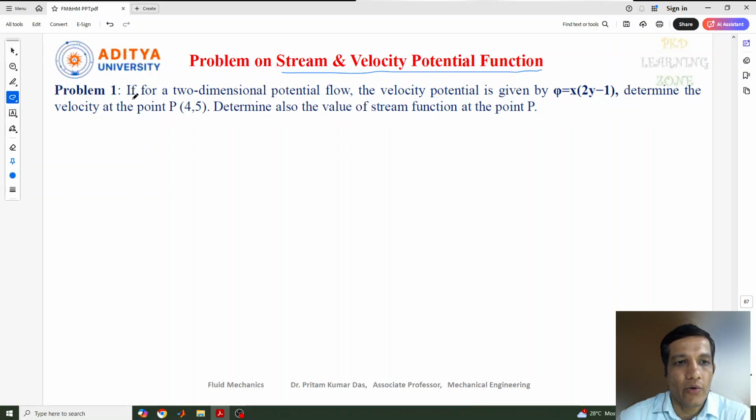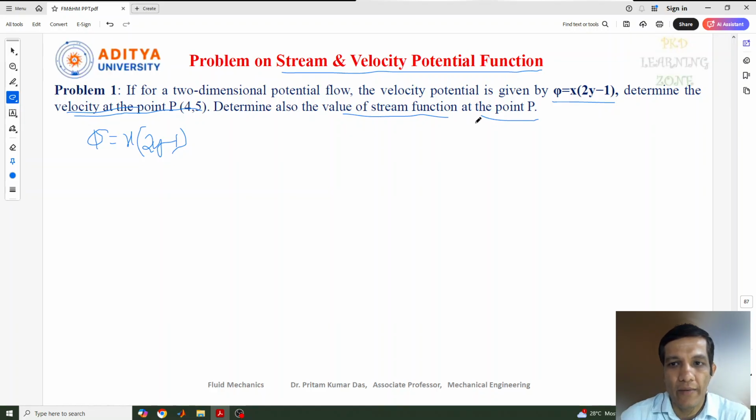So here I have taken a question. For a two-dimensional potential flow, the velocity potential is given by phi equal to x into (2y minus 1). So let me write this equation: x into (2y minus 1). Determine the velocity at the point P equal to (4, 5). Determine also the value of the stream function at the point P.